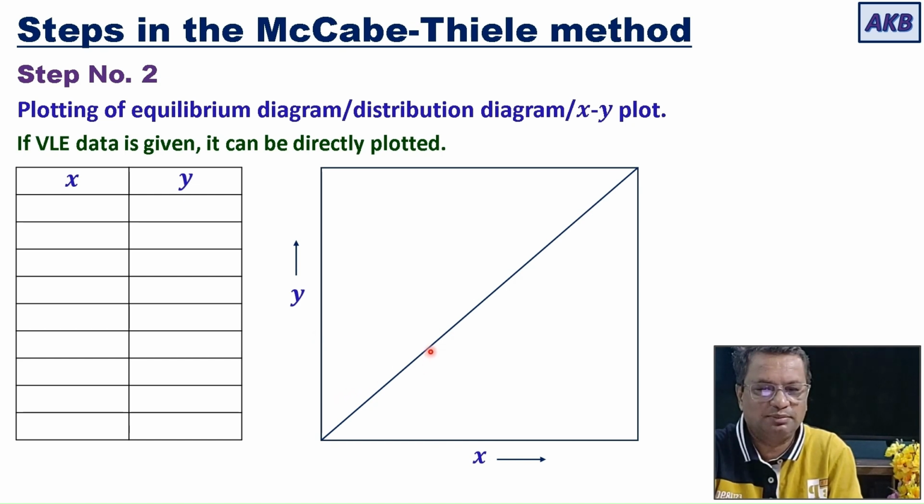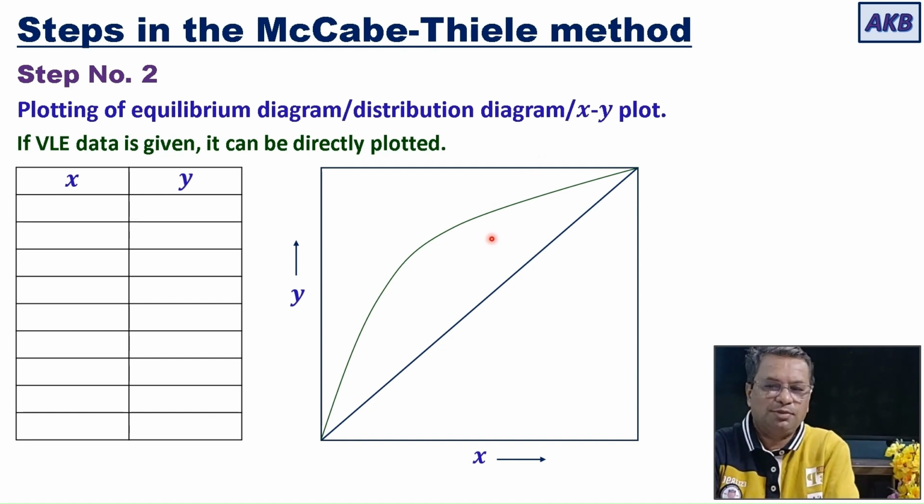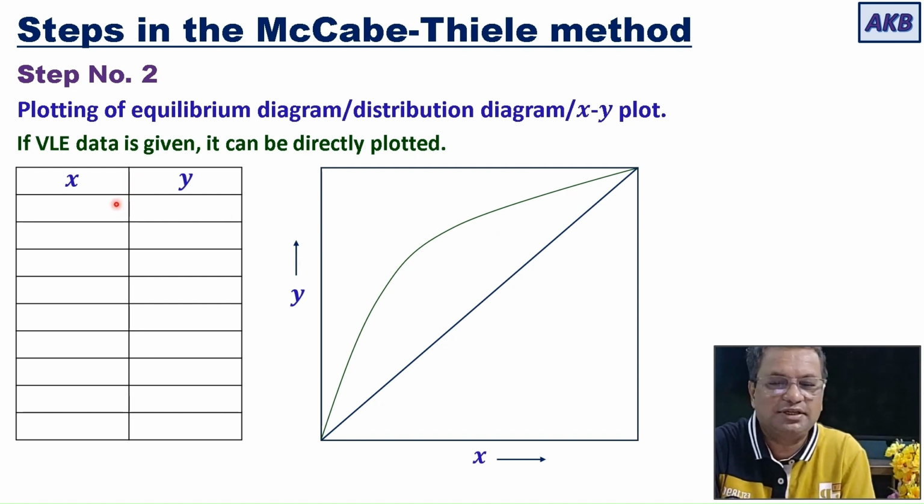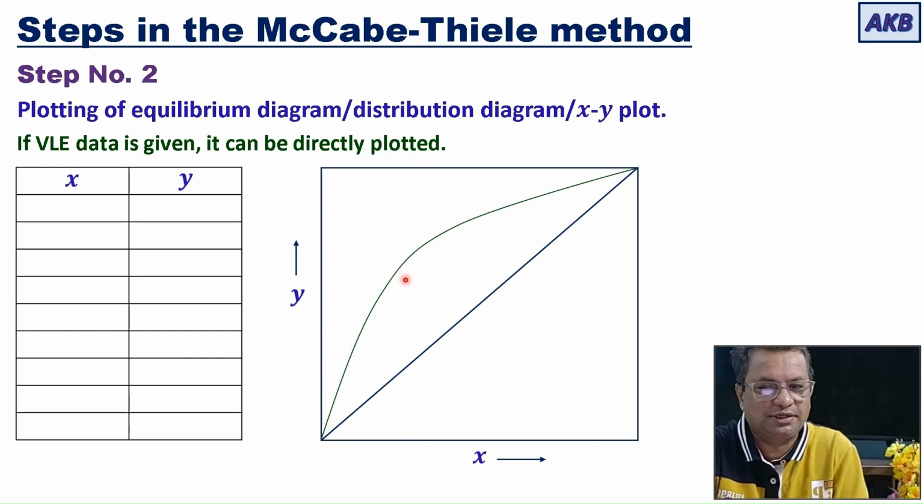And this is the diagonal line, which I have drawn for reference, or which is to be drawn for reference. The plot will give you this curve, and this curve is nothing but the equilibrium curve or the distribution curve. Okay? So in this way, in step number 2, if the VLE data is provided to us, we are plotting the distribution diagram, or equilibrium diagram, or the XY plot.